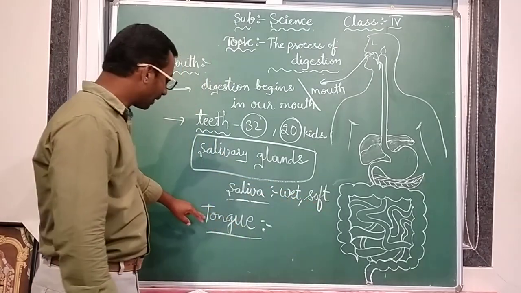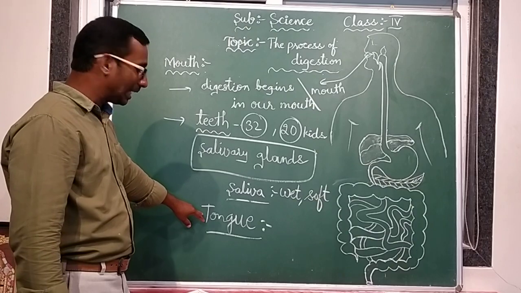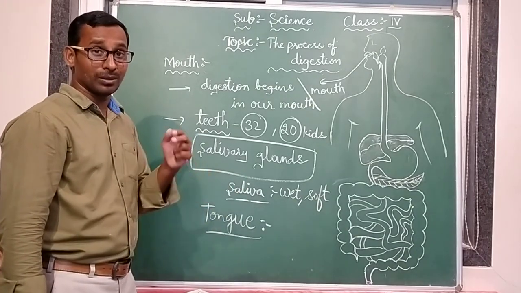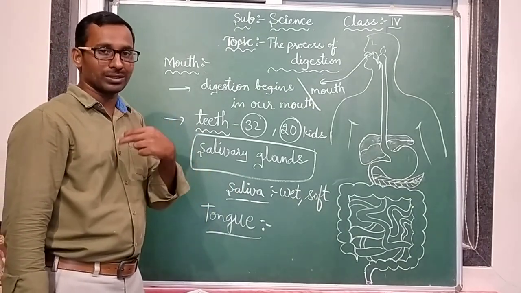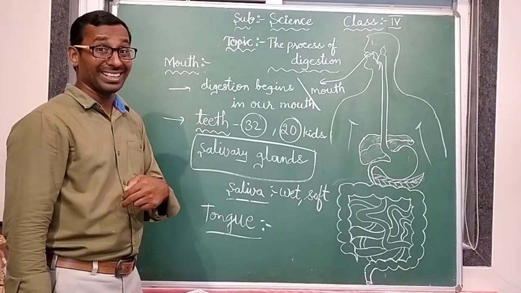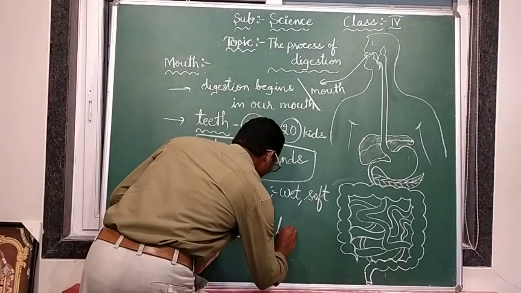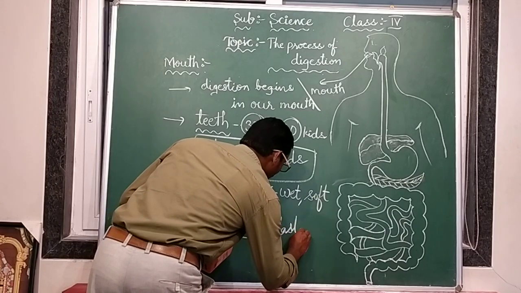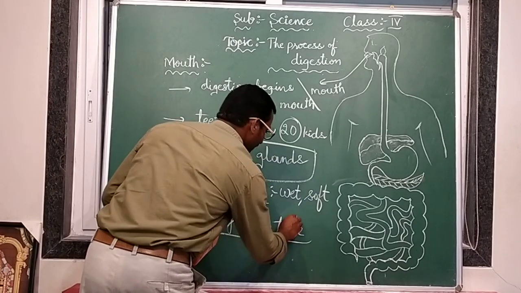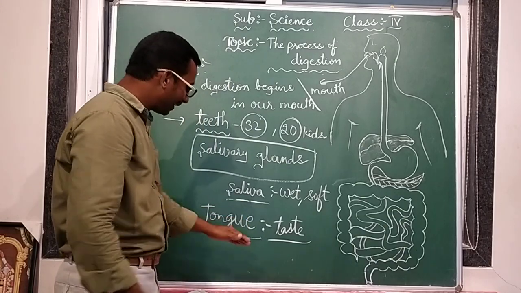Okay, and the tongue is there. With the help of the tongue, we are swallowing the food downwards. It is pushing food downwards. Another one also is there: we can taste food as well. If salt is there or hot is there, we can taste the food items.